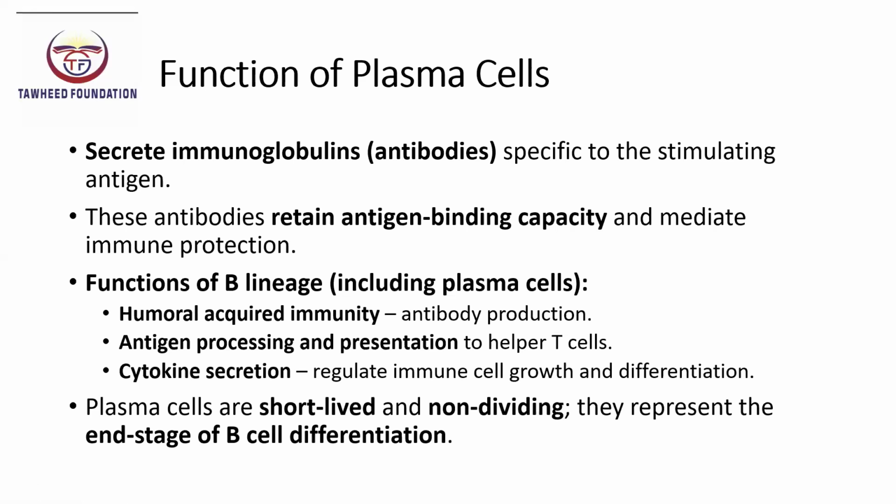Beyond antibody production, cells of the B lineage, including plasma cells, can also participate in antigen processing, presentation to T helper cells, and cytokine secretion, which regulate the growth and differentiation of other immune cells. Plasma cells are terminally differentiated, meaning they do not divide further and their lifespan is generally short, but they provide a rapid and specific humoral response after B cell activation.